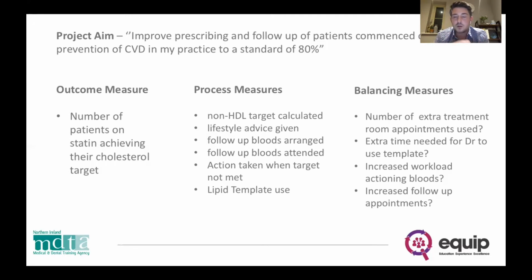Within that overall process, then there were the process measures. So these are the individual moving parts which I measured as I went along, such as was the cholesterol target actually calculated, and what was the number of patients with the target calculated, the number of patients where lifestyle advice was given, the number of patients where follow-up bloods were arranged, and how many of those appointments were attended. Another thing that I thought was important to look at was if a target wasn't met, was there any action on that target and what?